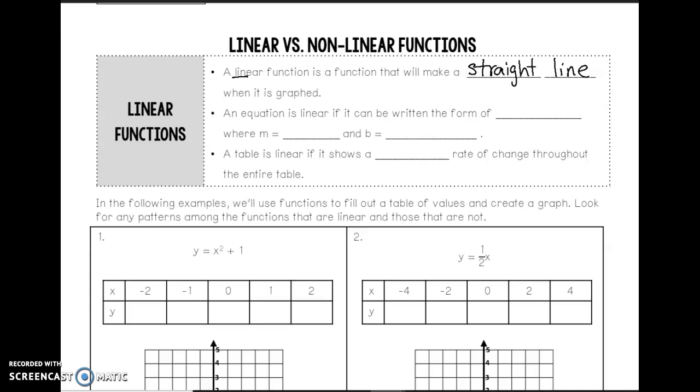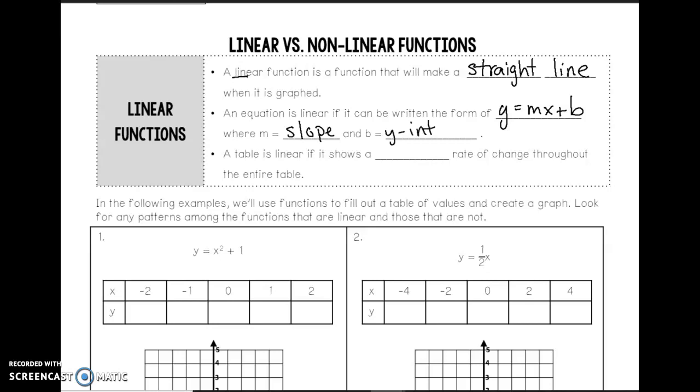Another way to look is an equation is linear if it can be written in the form of y equals mx plus b. And we keep coming back to this slope-intercept form throughout this unit and the previous ones. But if you can take an equation and rewrite it into y equals mx plus b, then you know it's going to be linear. When you have this, m is the slope and b is the y-intercept.